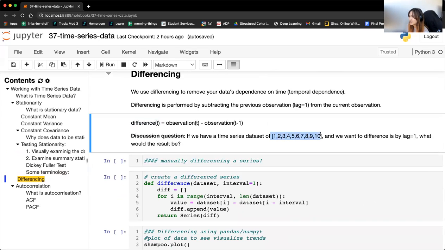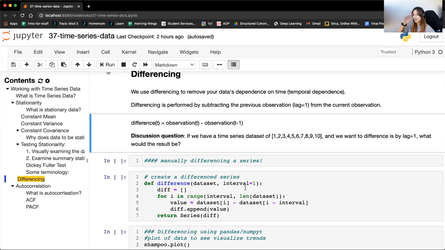So if we have a time series data set going 1, 2, 3, 4, 5, 6, 7, 8, 9, 10, and this is just a really simple example, and we want to difference it by doing a lag of 1, what would the result be? If we difference all of it, we actually end up with a straight line, because we're just going to take each number and subtract the number that came right before it. Since you're incrementing by 1 each time, you just get a flat line at 1. So you see how you can get from a line going upwards from 1 to 10 to just a straight line at 1. Questions about this?